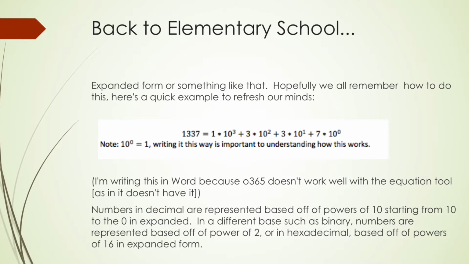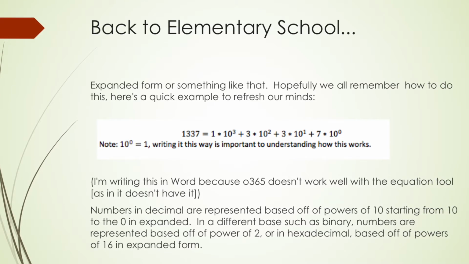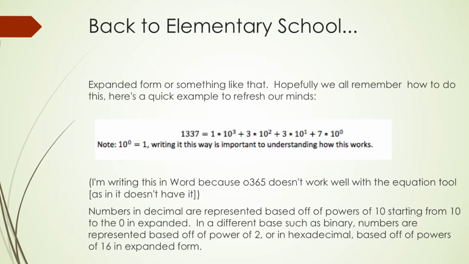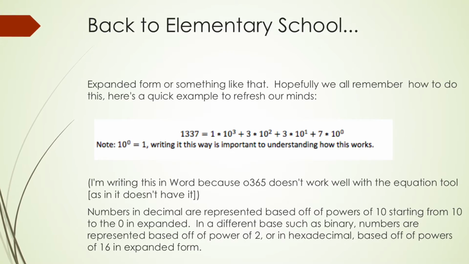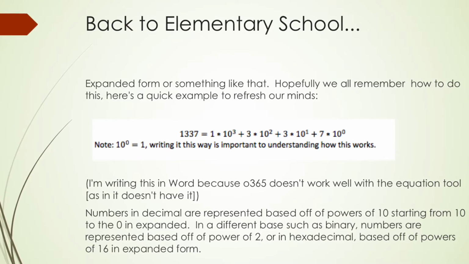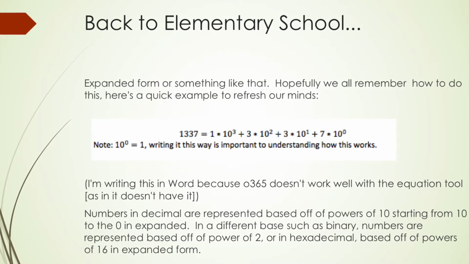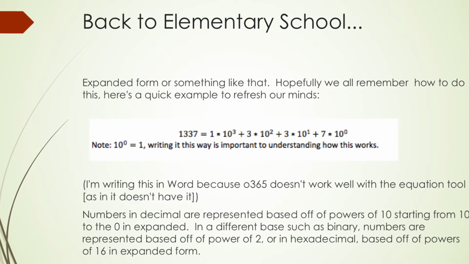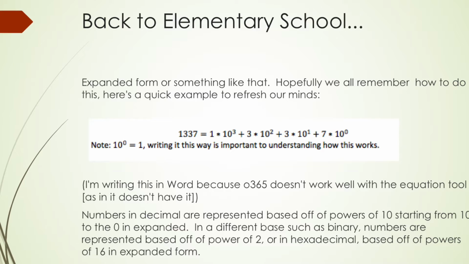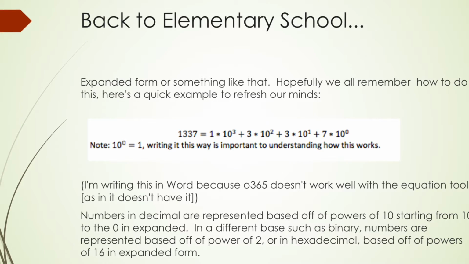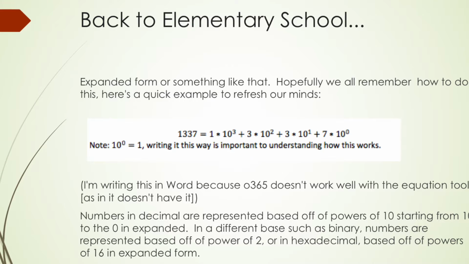Numbers in decimal are represented based off of powers of 10, starting from 10 to the 0 in expanded form. So in the previous example, it starts from 10 to the 0 and goes to 10 to the 1, then 10 to the 2, then 10 to the 3. And in different bases, such as binary, numbers are represented based off of powers of 2, or in hexadecimal based off of powers of 16. So all these 10s would be 2s if it was in binary.